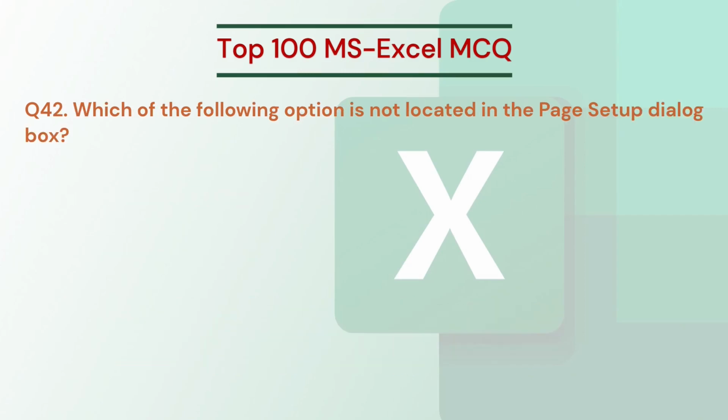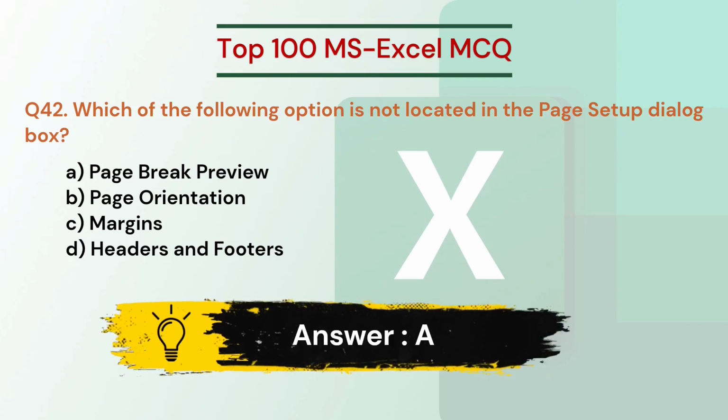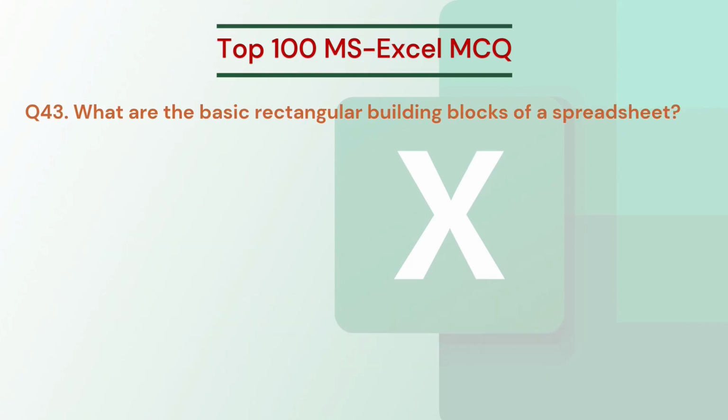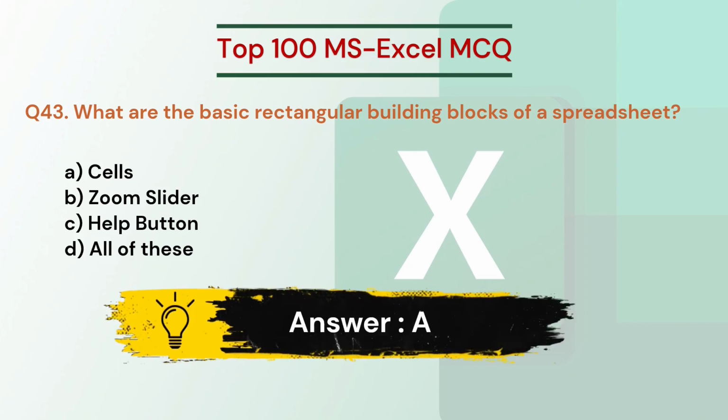Which of the following option is not located in the page setup dialog box? A. Page break preview. B. Page orientation. C. Margins. D. Headers and footers. Correct answer is A. Page break preview. What are the basic rectangular building blocks of a spreadsheet? A. Cells. B. Zoom slider. C. Help button. D. All of these. Correct answer is A. Cells.